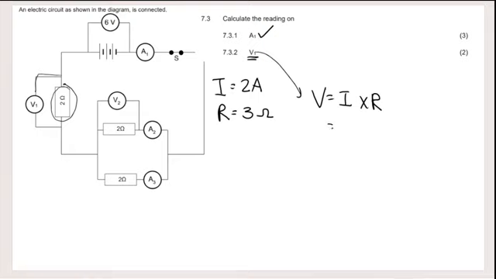So the current that I use, now you guys tell me, is it going to be total current that flows through here, or is it going to be a split current? Total current. Yes. So I is total current, and R, it should make sense that if I'm trying to find the reading on V1, V1 is connected across the 2 ohm resistor. So the R that I use is 2. So 2 times 2 is 4 volts.